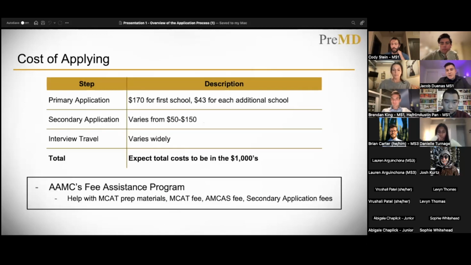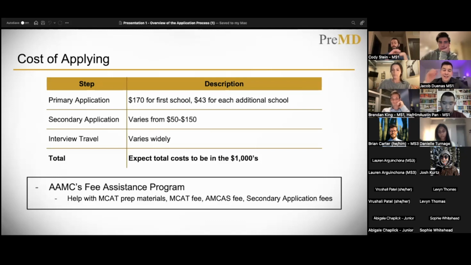And so this is a little bit of the information on the cost of applying. It is a very expensive process. And one might say too expensive, but this is the breakdown of what you're looking at. The primary application is $170 for the first school, and then for every school that you apply to after that, it's $43. I know some people apply to a handful of schools, some people apply to 30, 40 schools, and others are a sweet spot in between. I personally applied to 22 schools. And so it can definitely add up quickly.